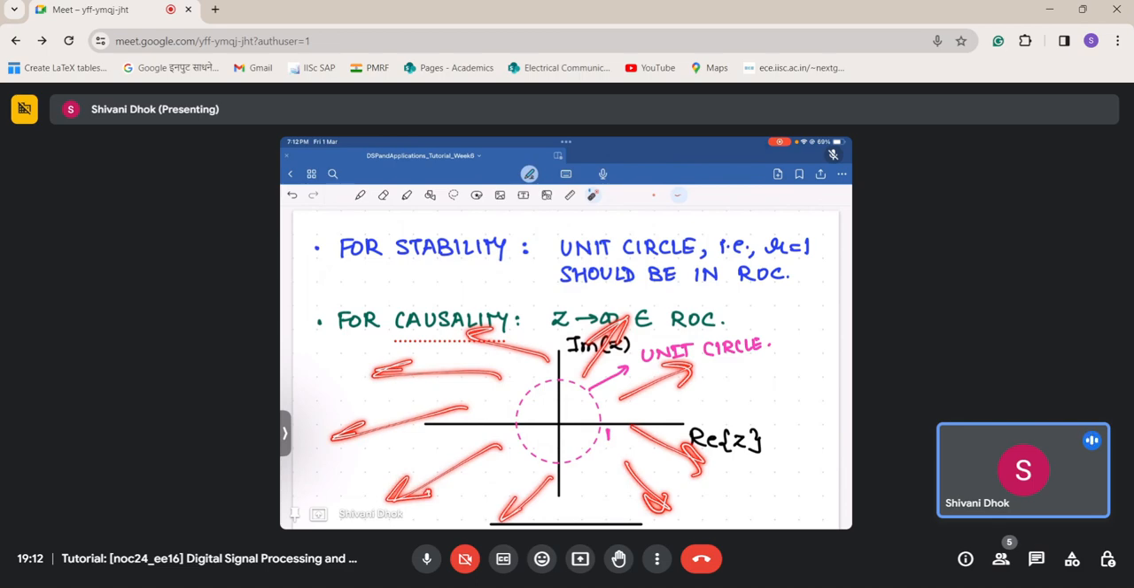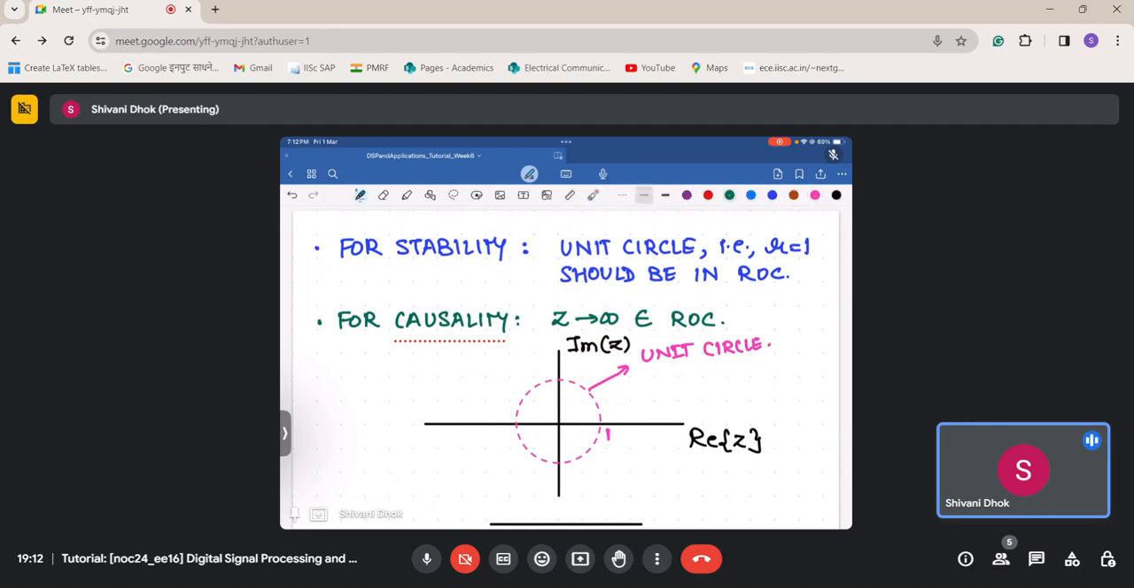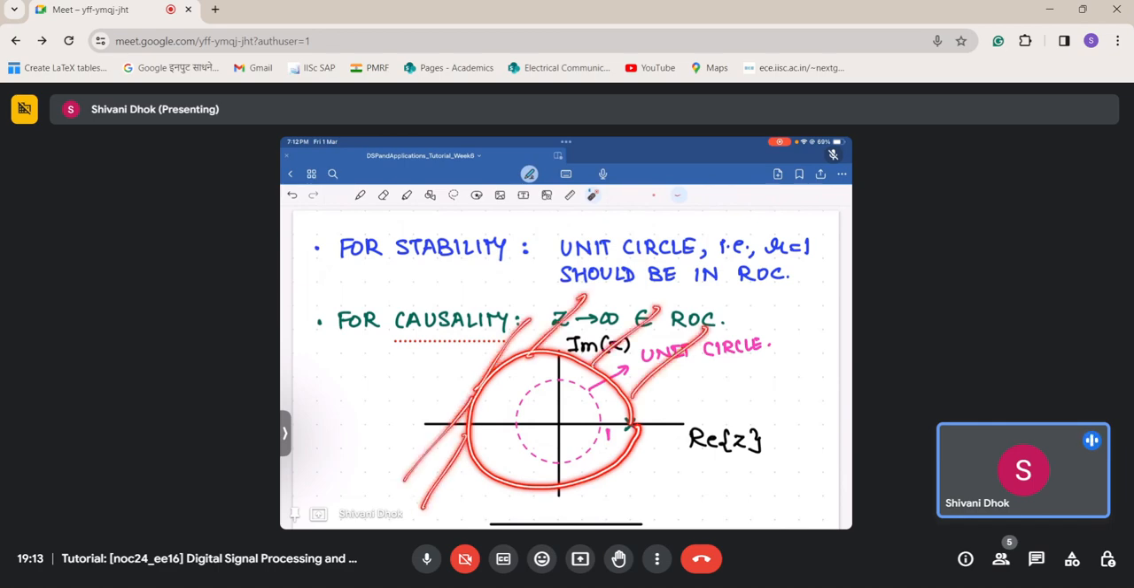Now suppose I have a pole here, a single pole. Its region of convergence, for it to be causal, should be like this. Now if that is the case, this unit circle is not included in the region of convergence, and therefore this system won't be stable. It is causal, but it's not stable.